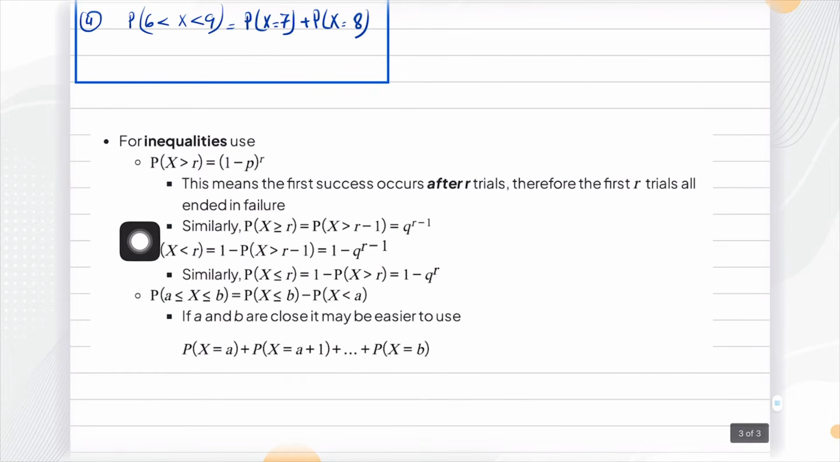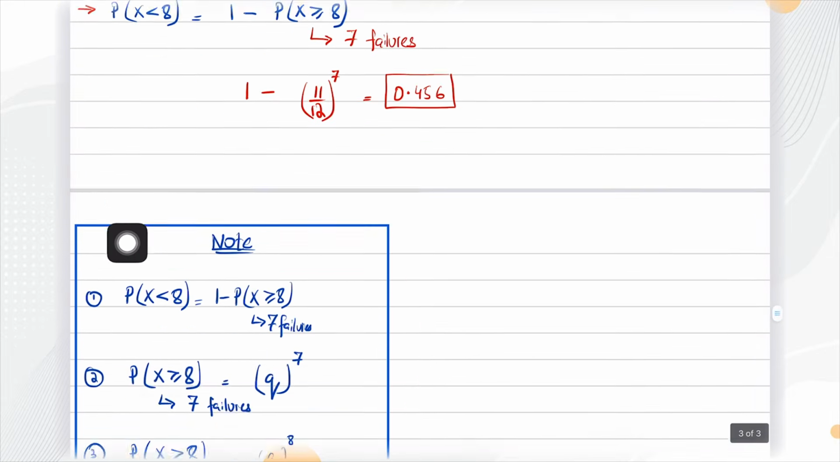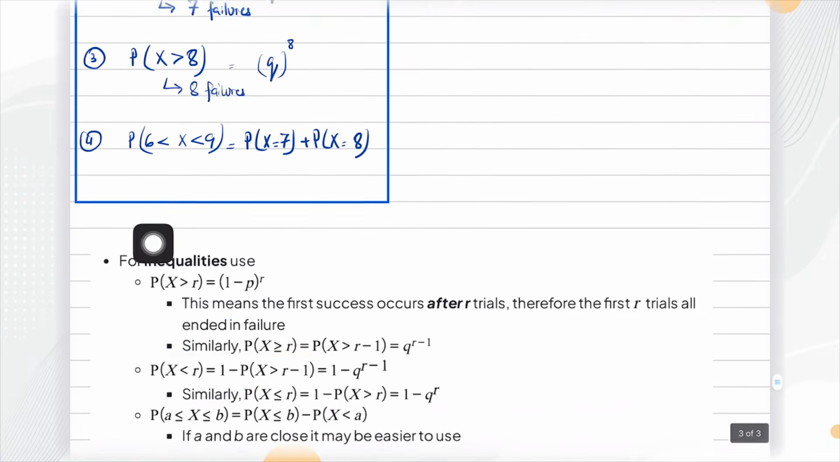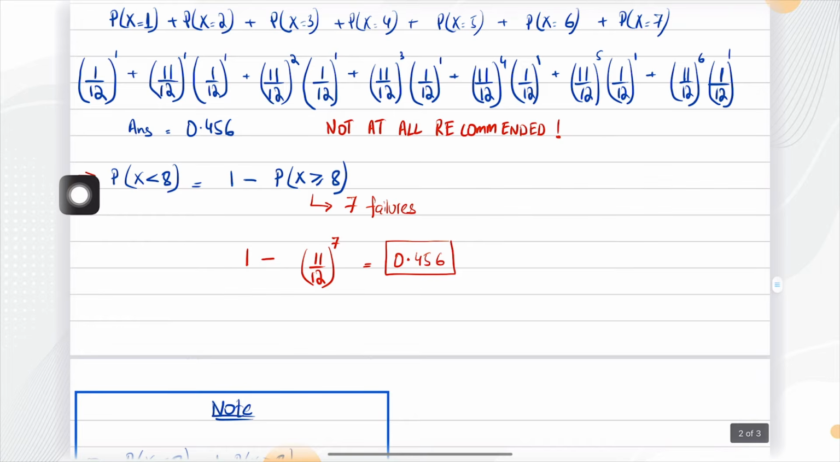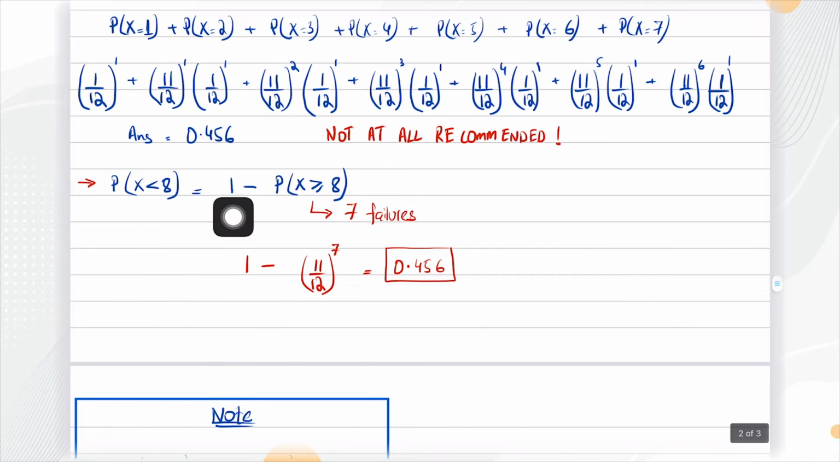So what we did just now was this: the probability of x is less than 8. So this is what we did. If, let's say, you're asked to calculate the probability of x being less than r, that means 1 minus the probability of x being greater than or equal to r, which is r minus 1. So technically that's what we did. We had to calculate the probability of getting a 4 in less than 8 attempts. So here's what we did: 1 minus the probability of getting a 4 in 8 or more attempts, which means not getting a 4 in 7 attempts. So 7 is basically 8 minus 1.